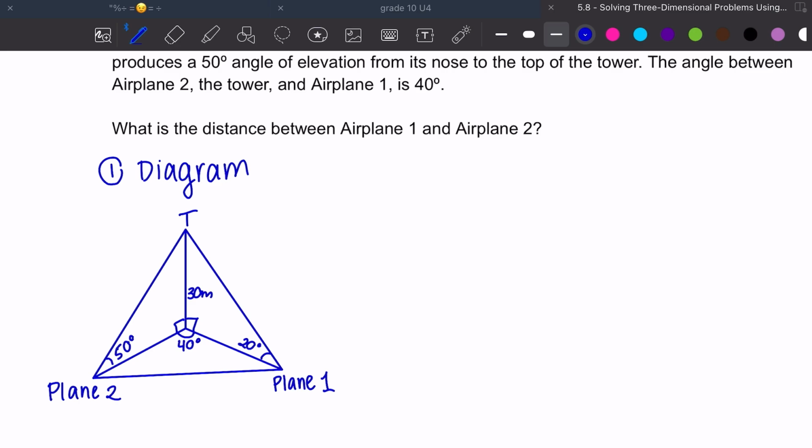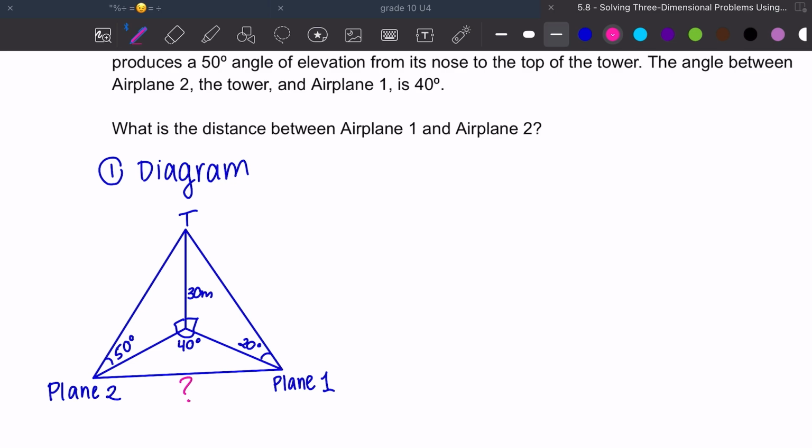Okay. Cool. We want to know this: how far apart are the planes? We don't know how far apart they are from each other.